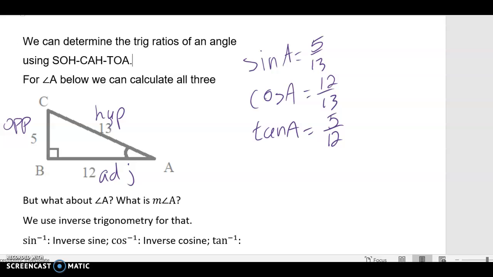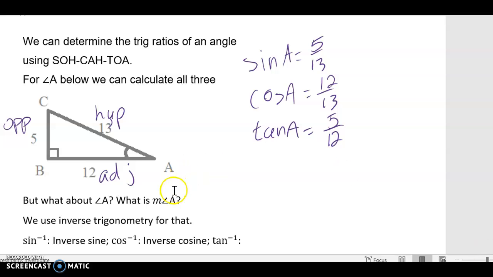But we haven't answered the question: what is angle A? What does it measure? We know that it measures something. It's an acute angle because it's part of a right triangle, so it's between 0 and 90. It looks like it's less than 45, a smaller angle than that. But we don't actually know what it is. Maybe it's 20 degrees, maybe it's 30 degrees. How could we find out what angle A measures without having to actually measure it directly?